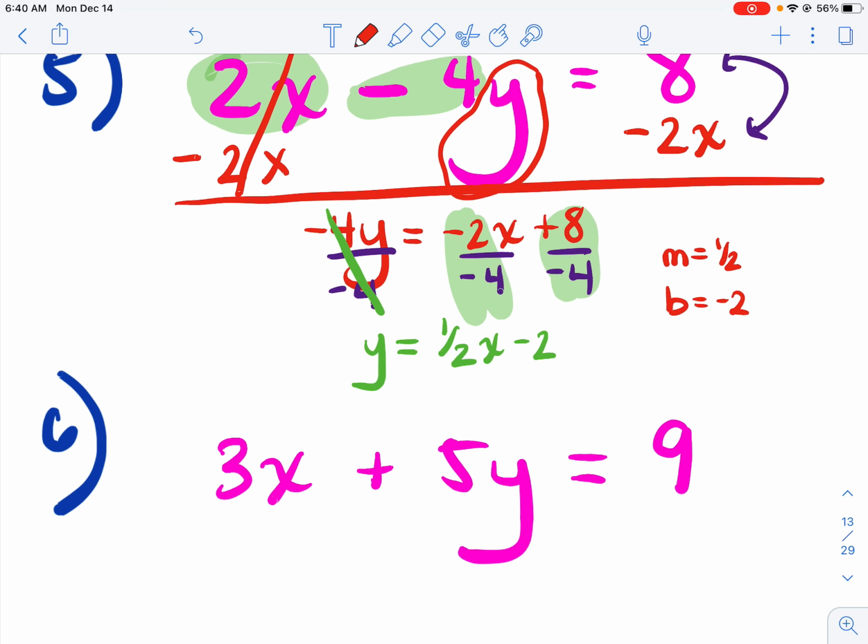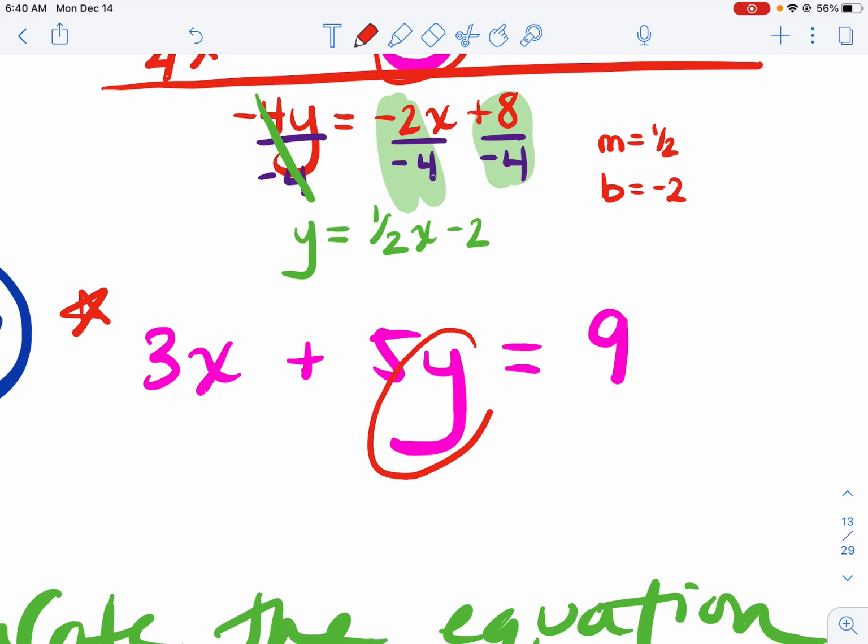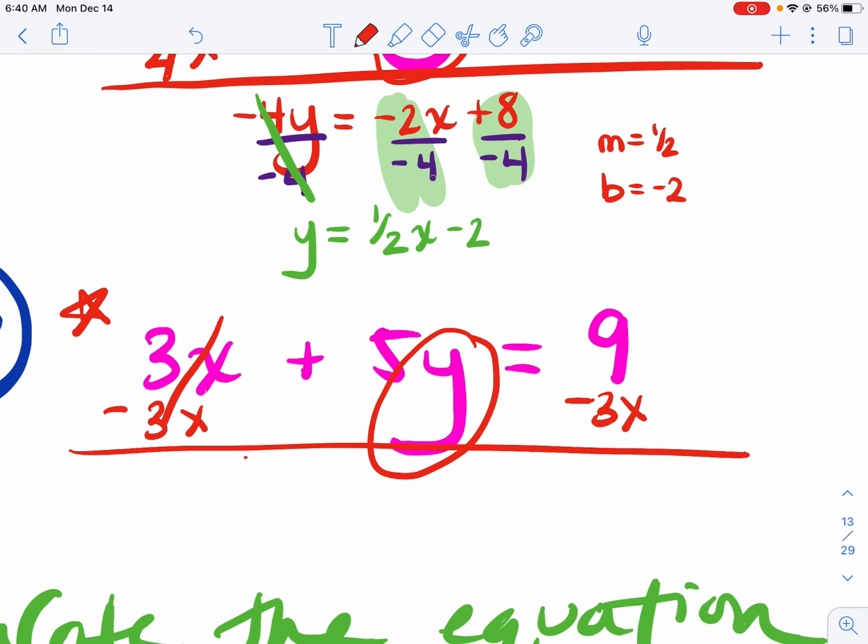Okay, let's try this one on your own. So try this one right now, number 6. What is our m and what is our b? So again, we want to isolate our y. I'm going to take away 3x from both sides. Make sure you're writing this down with me and checking your work actively.